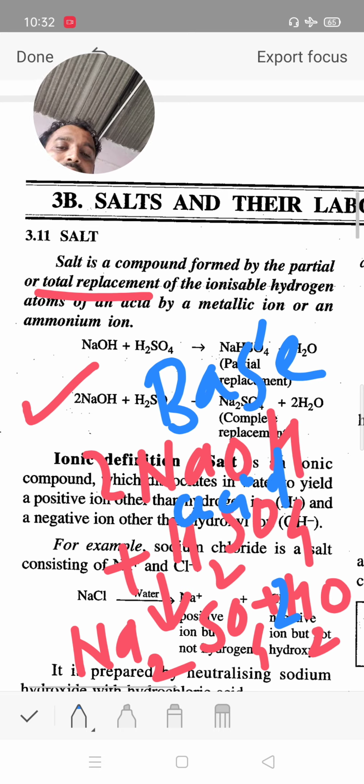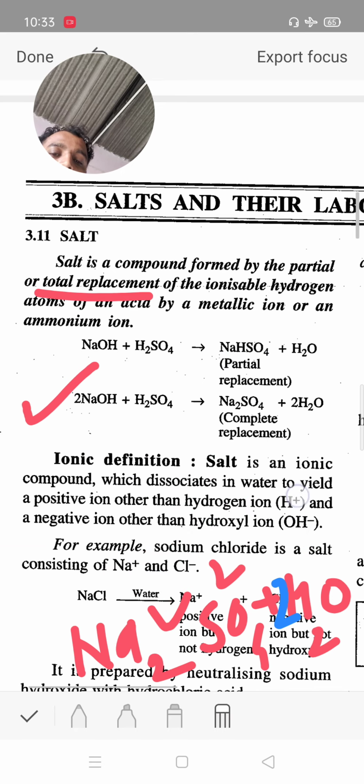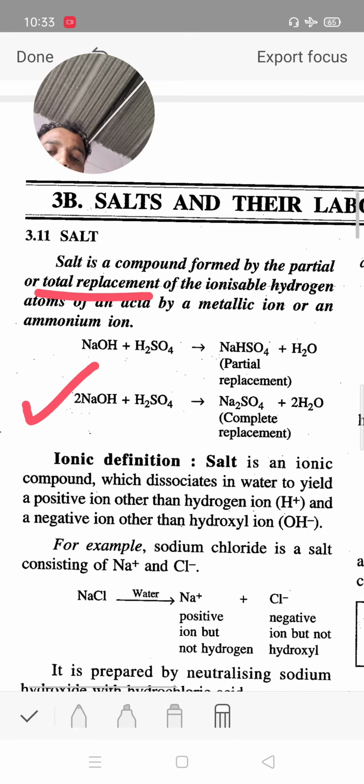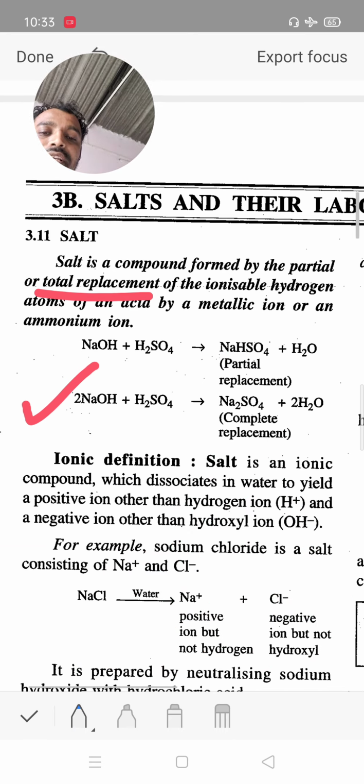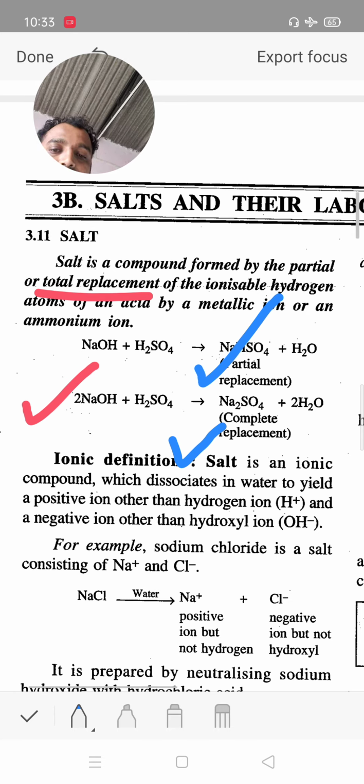There are two types. The first one is partial replacement, the second one is complete replacement. This is an example of partial replacement, and this is an example of complete replacement. And salt plus water is formed when acid reacts with base.